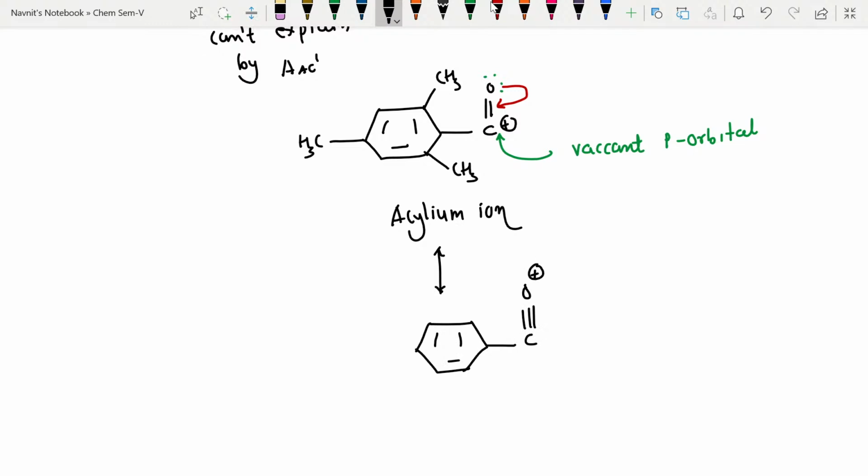Now, oxygen contains positive charge. Here we have methyl, here we have methyl, here we have methyl. So this acylium ion is stabilized by the lone pair of this oxygen, and this effect is known as a mesomeric effect.